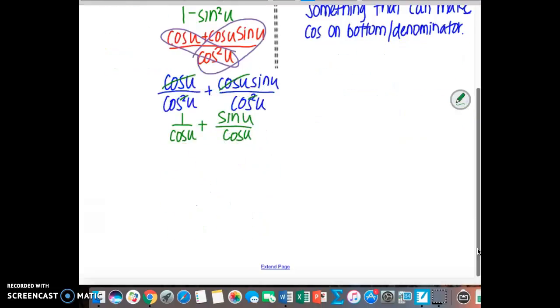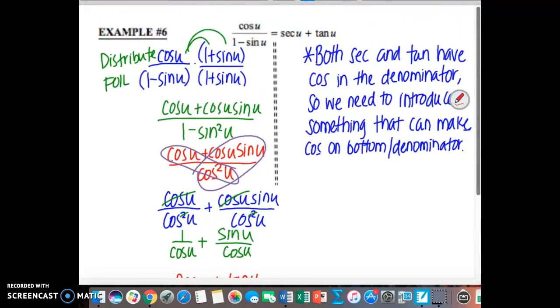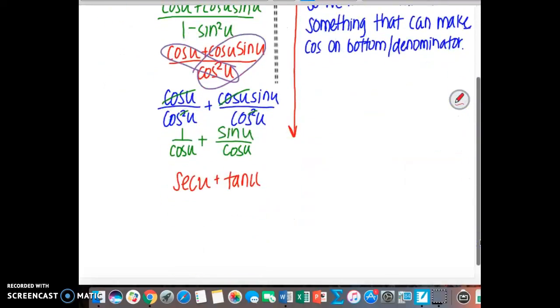Using those reciprocal identities, we can rewrite 1 over cosine of u as secant of u, and we can rewrite sine of u over cosine of u as tangent of u. And then looking back at the original problem, you're trying to get secant of u plus tangent of u, which is what we ended up getting.